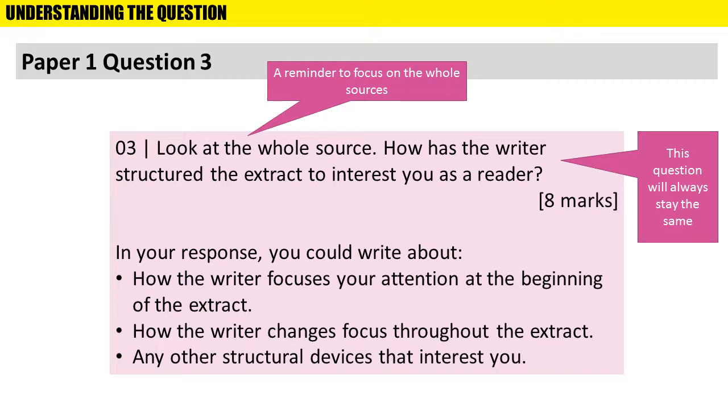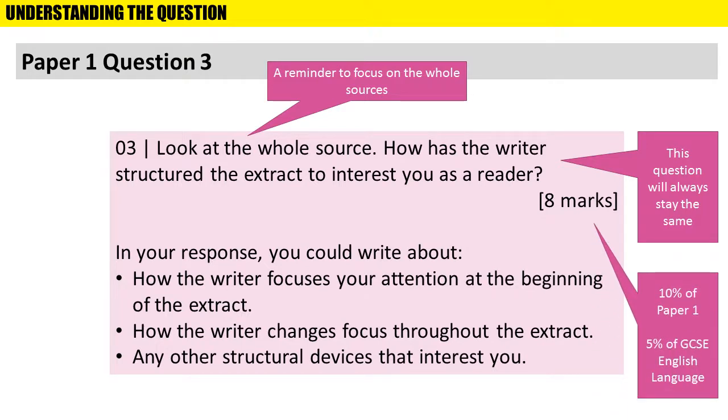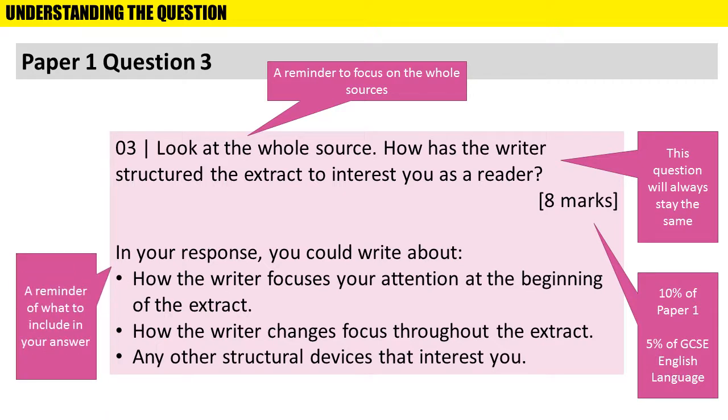The question is worth 8 marks, which is 10% of this paper and 5% of the GCSE overall. We will spend between 12 to 15 minutes on the question in the exam, therefore. The question will always give you 3 bullet points. It is expected that you will write 1 paragraph for each bullet point, so these are really useful reminders. If you ever get lost in the exam in paper 1, go back and look at your bullet points.